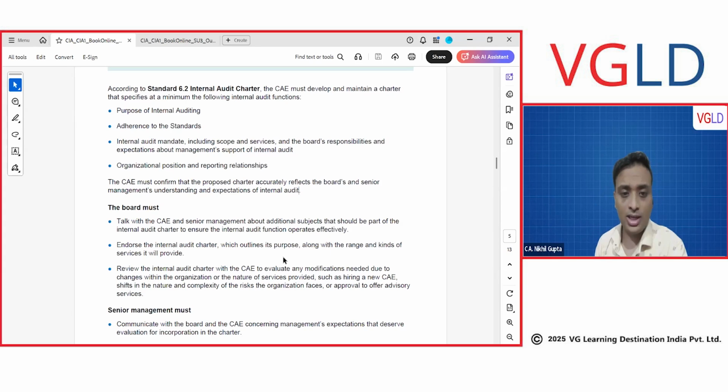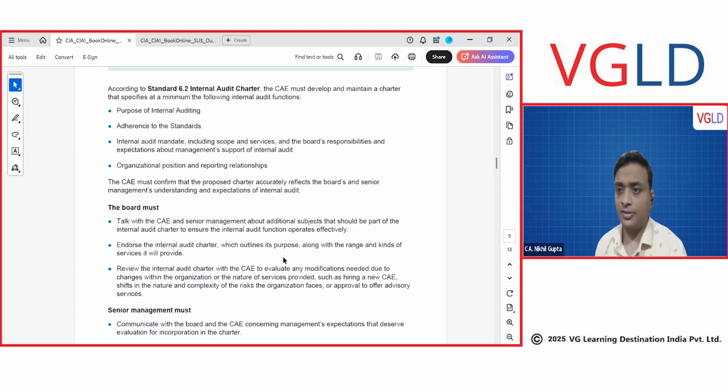Second, endorse the internal audit charter, which outlines the purpose, along with the range and kind of services, means assurance, advisory, compliance, regulatory, whatever the scope, they have to define it there.